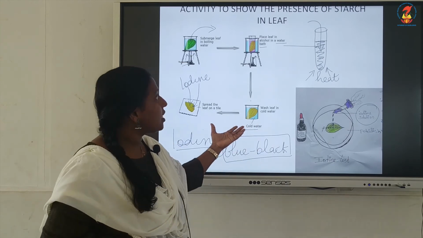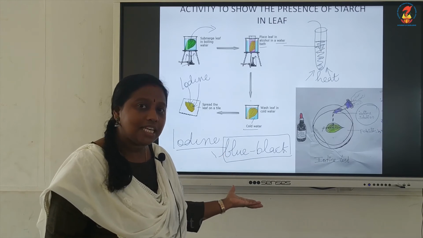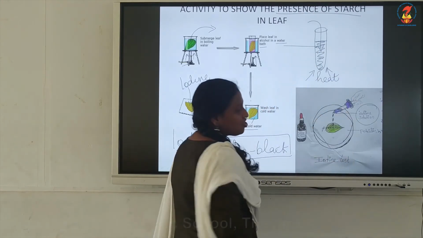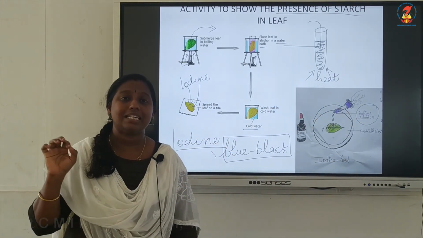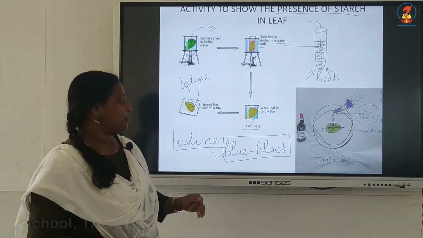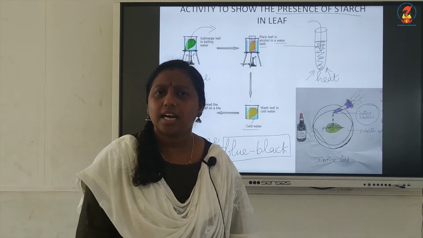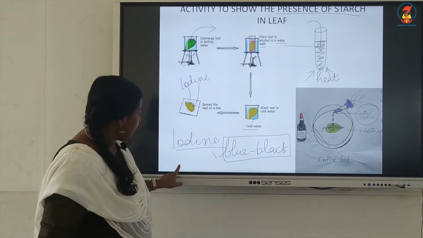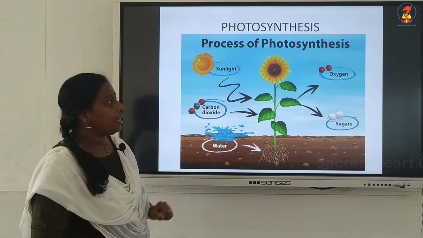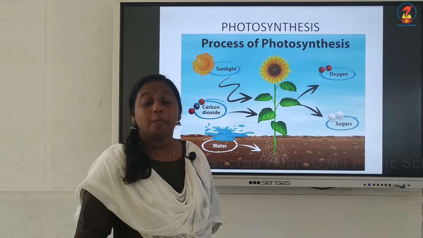Clear? So, what is the conclusion of this activity? What did you understand after doing this activity? You understood that the leaf is having starch, or there is starch present in a leaf. Is it clear? Okay. Now, from where will the leaf get the starch? How does the leaf get the starch? We will see that. The leaf gets starch by doing a process called photosynthesis. You might have heard about this process, isn't it?